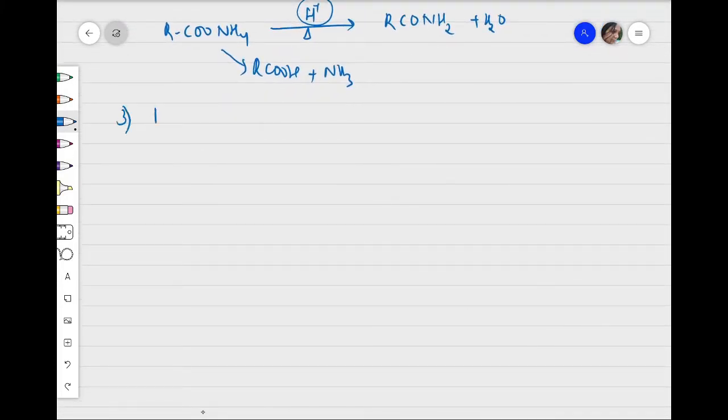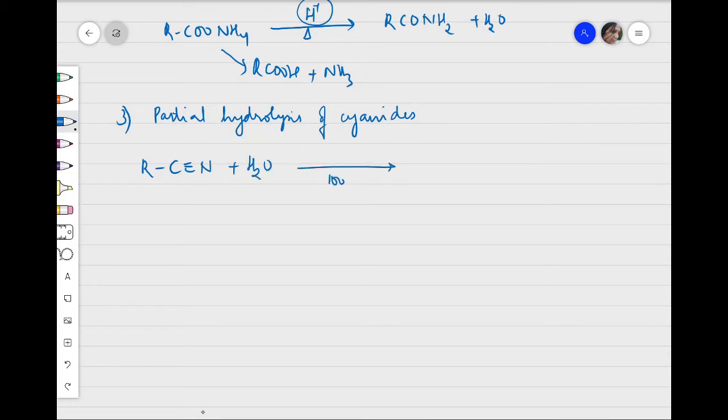Another method of preparation is by the partial hydrolysis of cyanides. You can take alkyl or aryl cyanides and treat them with water at 100 degrees Celsius in the presence of polyphosphoric acid, and you then dilute it with water, and what you get is the corresponding amide.